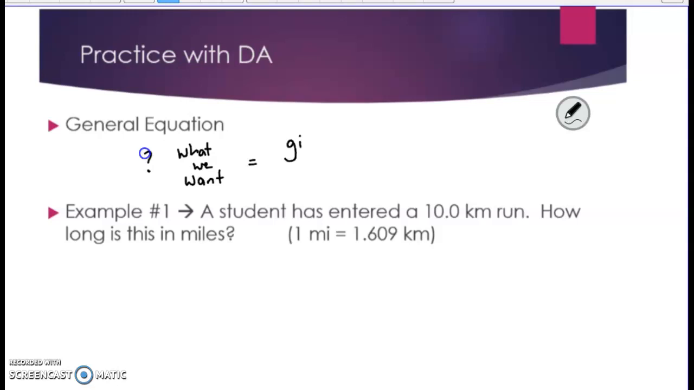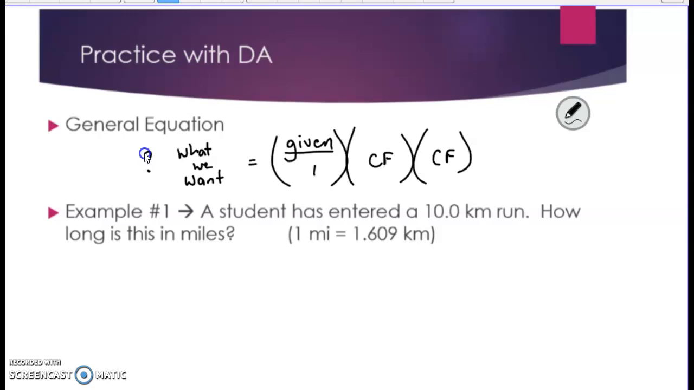equals our given number over 1 times our various conversion factors. The conversion factors will be provided unless they're common things, like 60 seconds in a minute. So let's go ahead and read this problem.